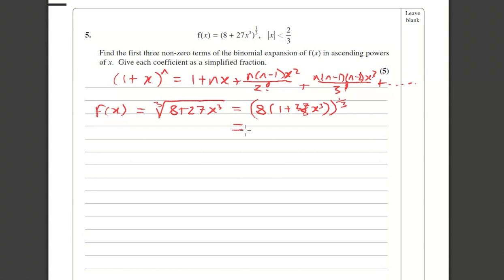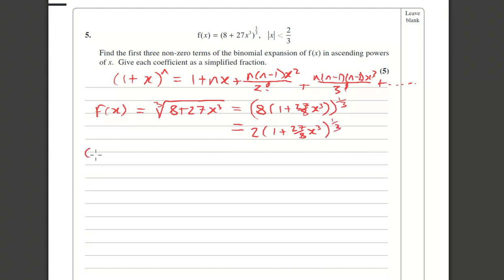Do not rush this first step. I've seen loads of times where students just think that this first dividing by the 8 is easy. It's not, because you have to remember to put it to the power of a third. And 8 to the power of a third, well, cube root of 8, that is 2. So we're actually going to be doing 2 times 1 plus 27 over 8 x cubed to the power of a third. And so a third, not half.